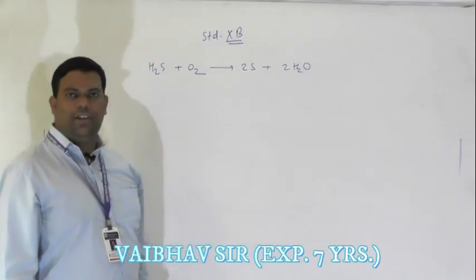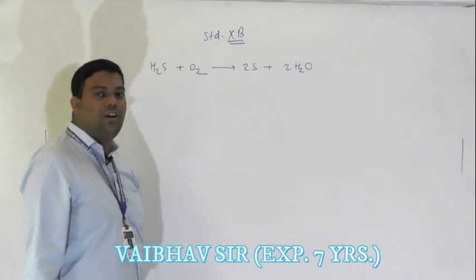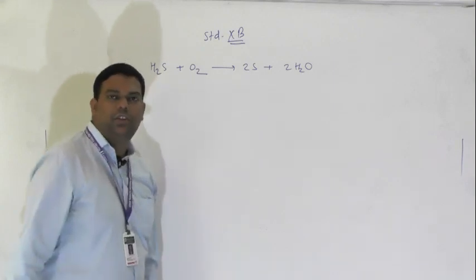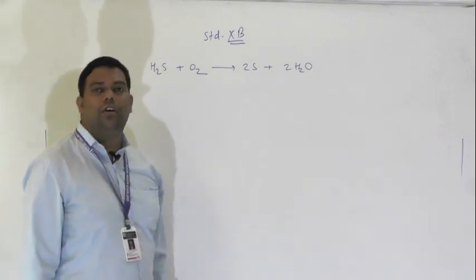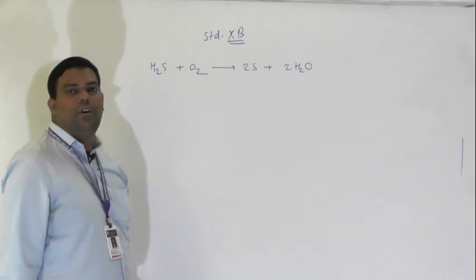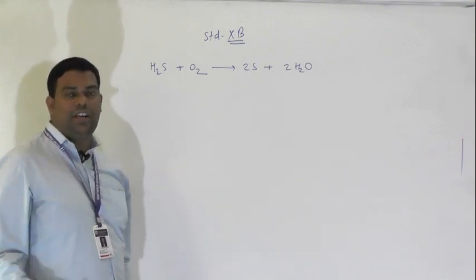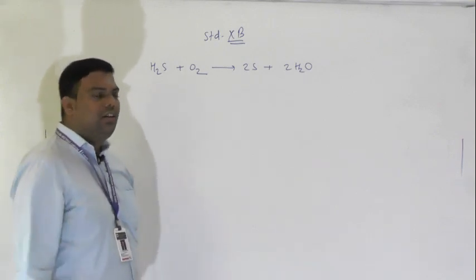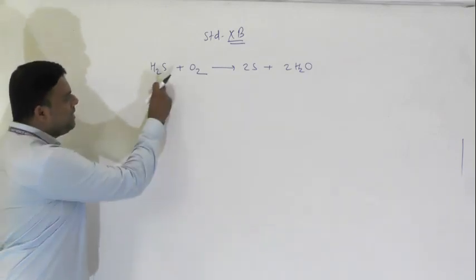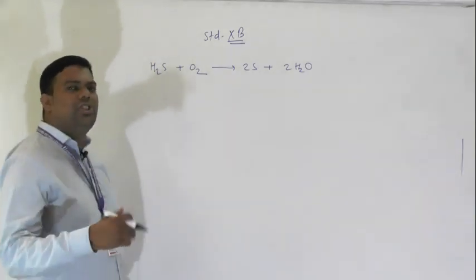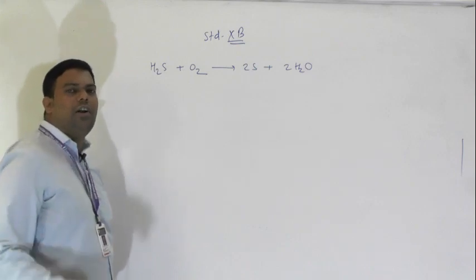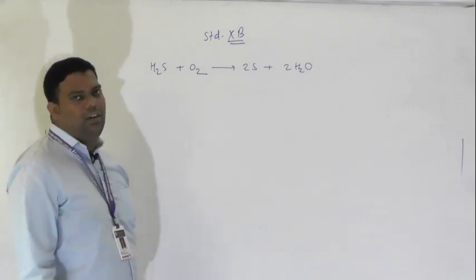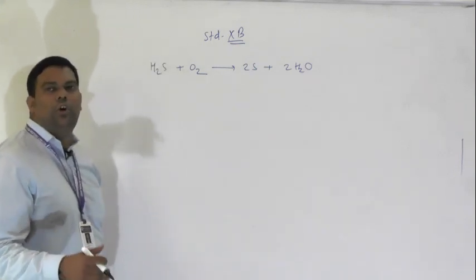So welcome back, friends. Now we are continuing our examples. That example we discussed with the help of increase in oxidation number and decrease in oxidation number. Now we will see again how we can justify this example with our normal, old concept.